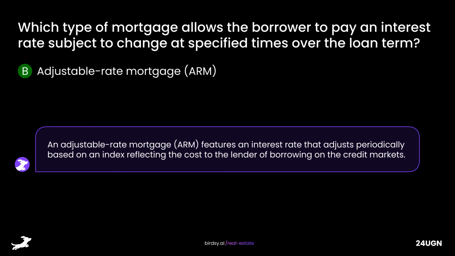An adjustable-rate mortgage features an interest rate that adjusts periodically based on an index reflecting the cost to the lender of borrowing on the credit markets.